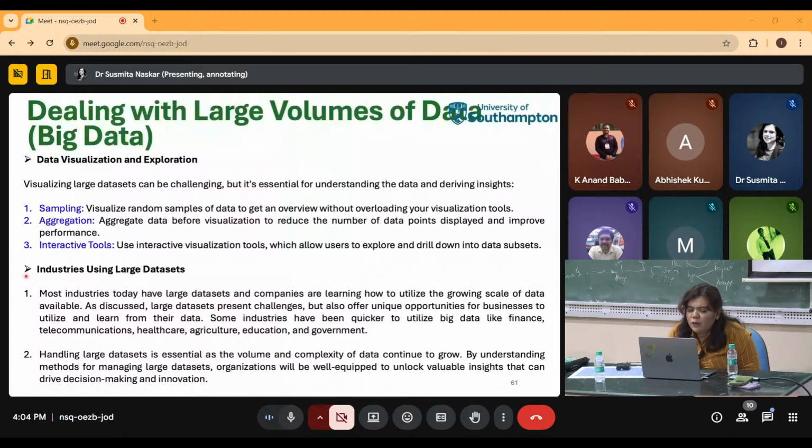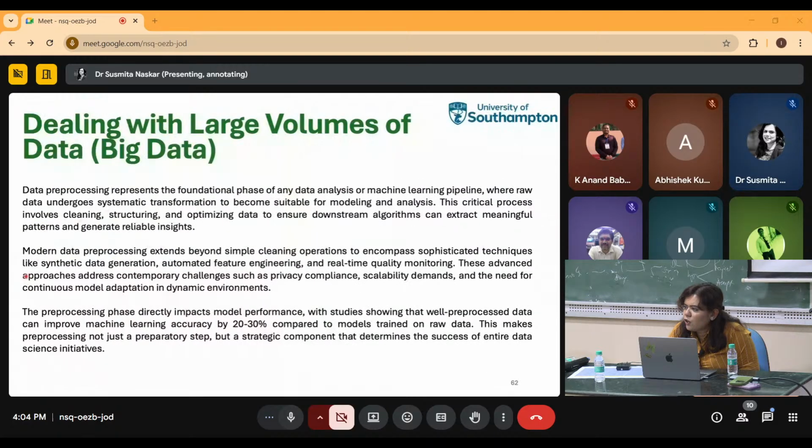So in summary, if you look at these visualization methods, data visualization as well as data exploration not only make large data sets very manageable, but also open up opportunities for organizations, companies and industries to innovate and drive better outcomes. The more data you have, the more range of information you have, and then you can analyze the whole thing in a better way. And then, as I said, there is the importance of data processing, which is the foundational phase of any data analysis or machine learning pipeline.